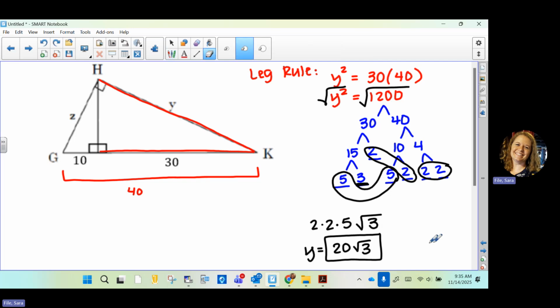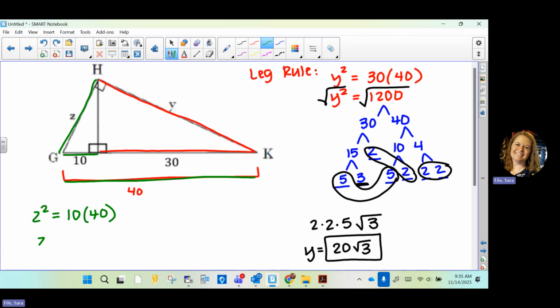Now we would do the same process on the other side with z. Z is a leg. The leg squared is equal to the portion of the hypotenuse, the 10, times the whole hypotenuse, which is 40. So this one, we end up with z squared equals 400. Now 400, if you take the square root, is that one a perfect square? Oh, it is. 20 times 20 is 400. So that one, we don't have to do a factor tree. It's just 20. Okay, I think I get the factor tree.